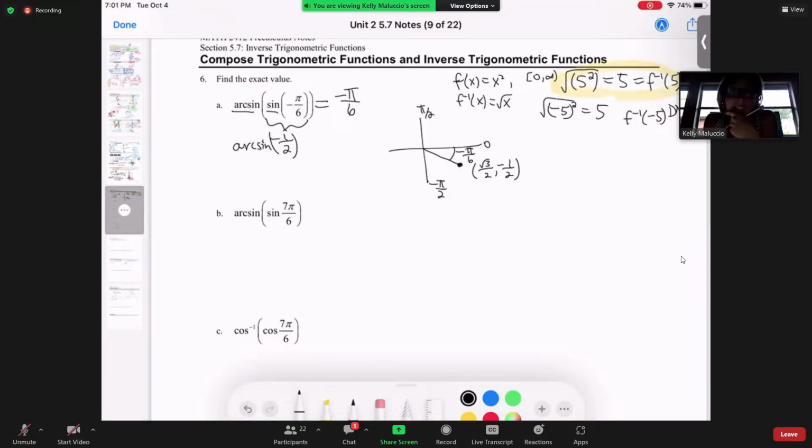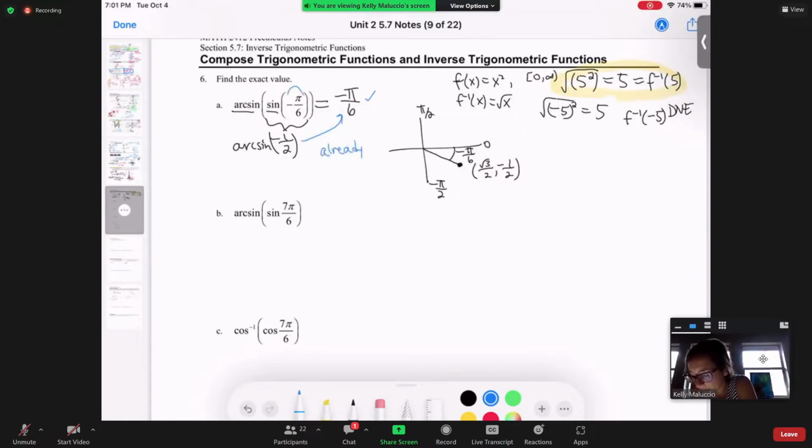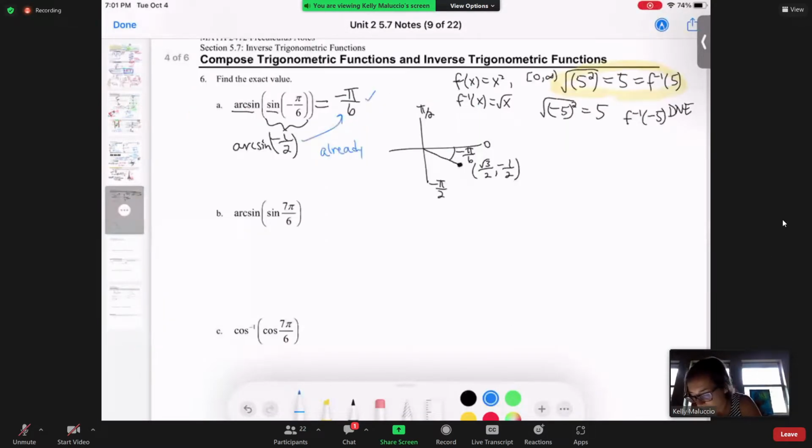Now the reason this works, right? So why does this equal negative pi over 6? The reason it works is because negative pi over 6 is already between negative pi over 2 and pi over 2. So already in our domain. Our domain for sine, remember, is this here. So it's already in that domain.